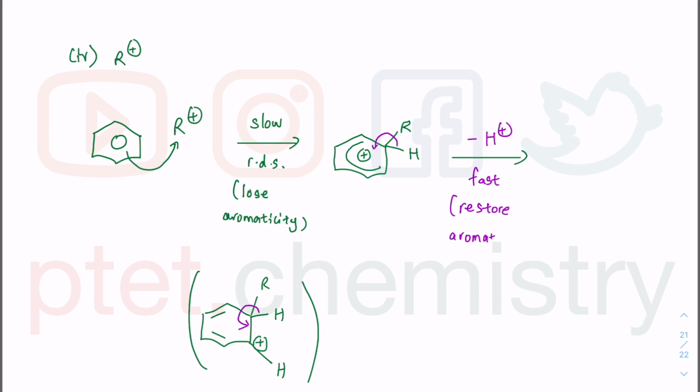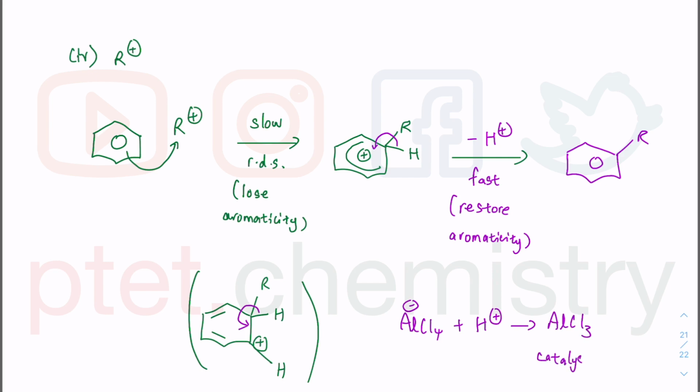You are restoring the stabilization due to being aromatic, and that's when you will kick out the H plus, which will react with the AlCl4 minus that was formed from the catalyst, to give you AlCl3 catalyst that will reform, because the catalyst is not used up in the reaction. In the overall reaction you produce HCl as another product, steamy white fumes.